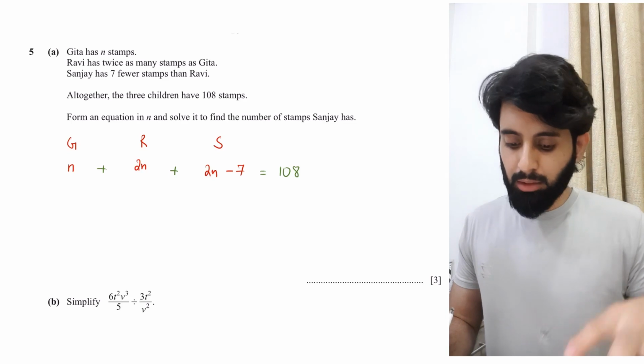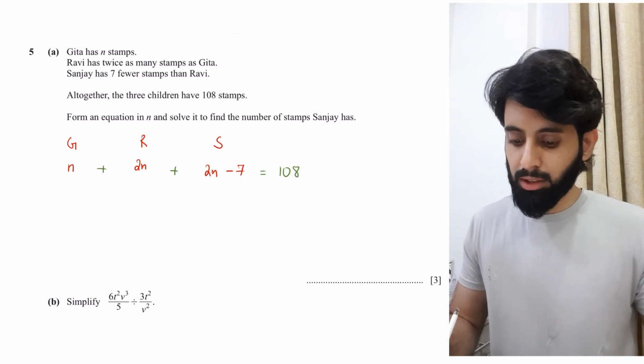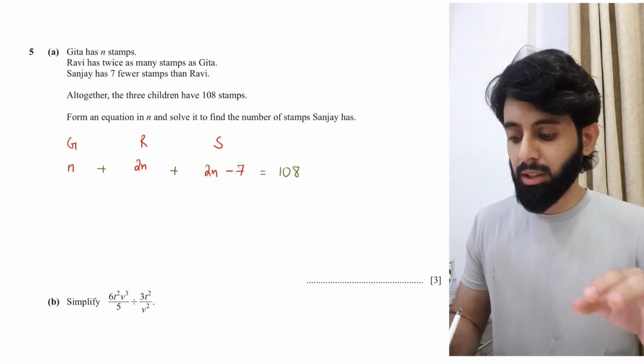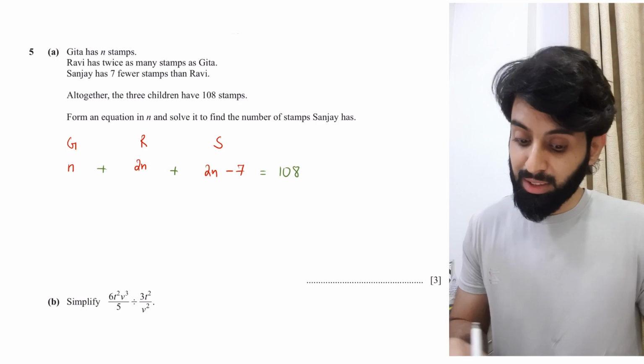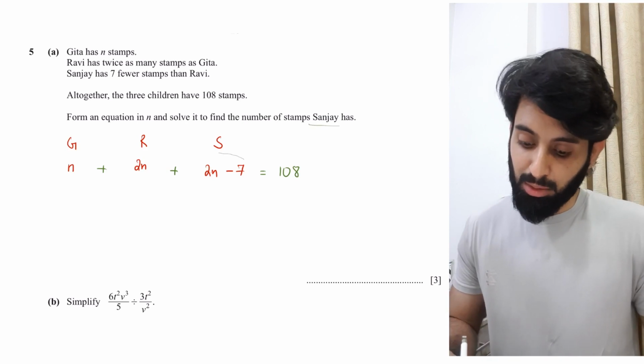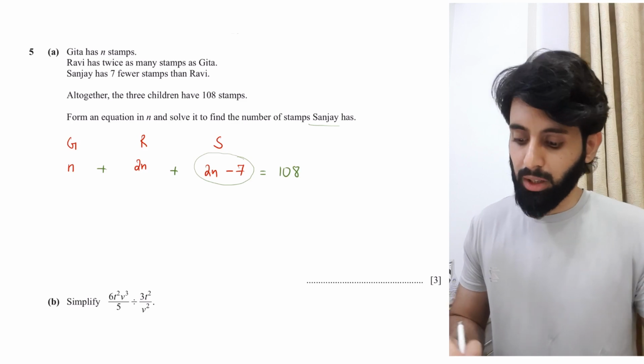Okay, now at this point, don't get carried away and think that the value of n is going to be the final answer, because we'll read the question and come back to it. In fact, let's just do it now. It says form an equation in n and solve it to find the number of stamps Sanjay has. So I'd suggest that you do this immediately. Okay, number of stamps that Sanjay has. I've circled this because this is what I need to find.